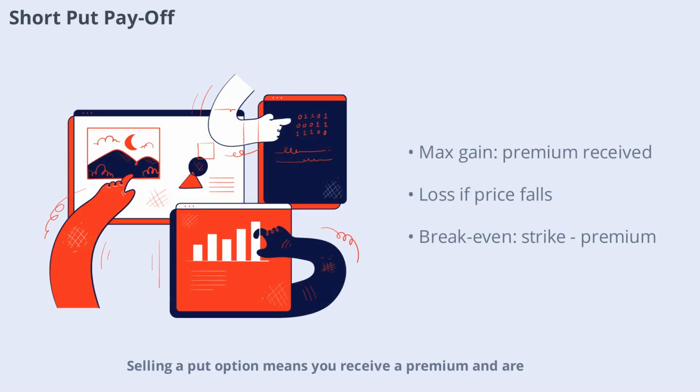Selling a put option means you receive a premium and are obligated to buy the underlying if the price falls below the strike. Your maximum gain is the premium received. If the price drops sharply, your losses can be significant, as you must buy at the strike price even if the market price is much lower. The break-even point is the strike price minus the premium. The short put payoff is the mirror image of the long put.